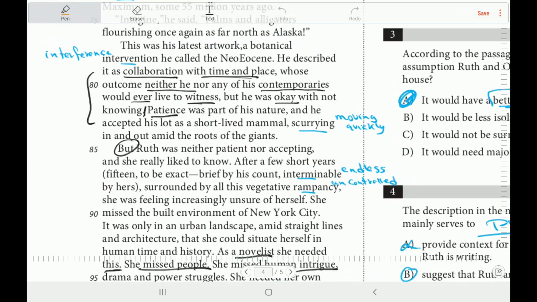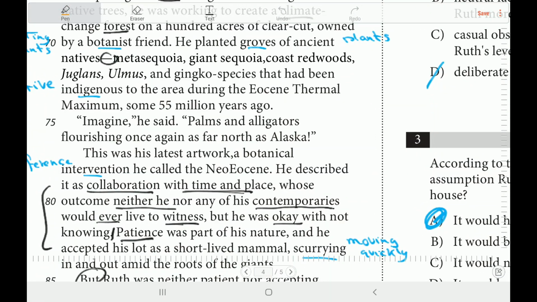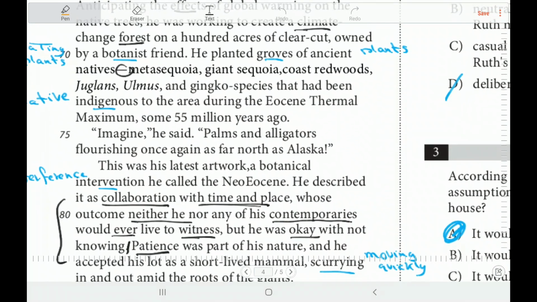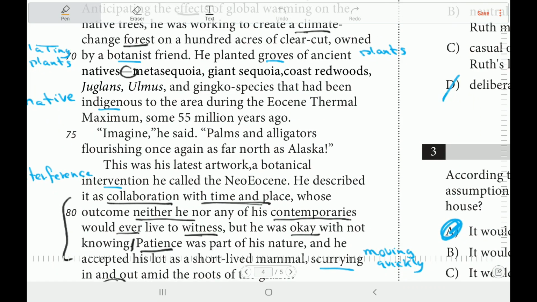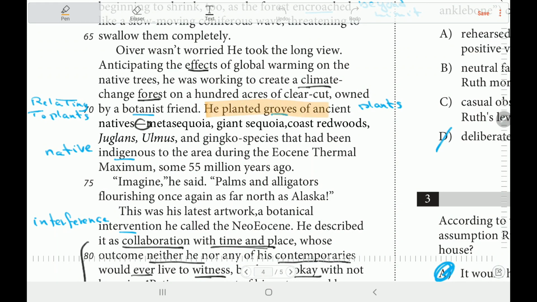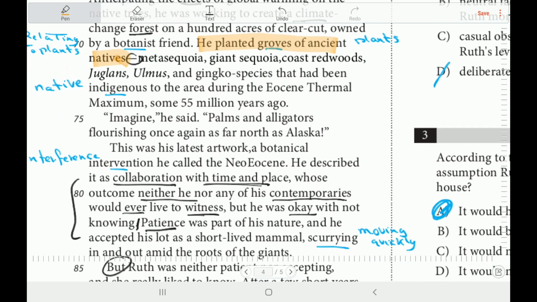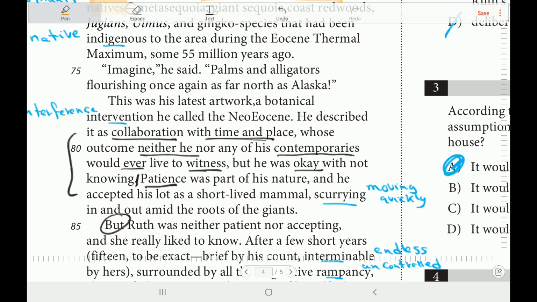Let's do it quickly. I hope you are not feeling bored. Okay, 70 till 70, yes. He planted groves of ancient natives, and this is descriptive, nothing again, also descriptive of what he planted actually. So it's nothing. 78. What do we have? Till 82. Okay, here. 75, 6, and 8. He described it. So what's it?